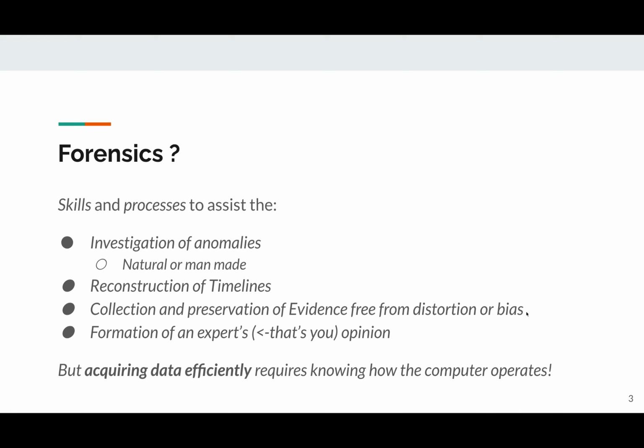So you see that to do this sort of thing, we need to be able to acquire data efficiently from the computer. And to do that, we need to understand how the computer works internally at certain levels. That's why we start diving a bit deeper into the parts and the interfaces that the computer consists of.